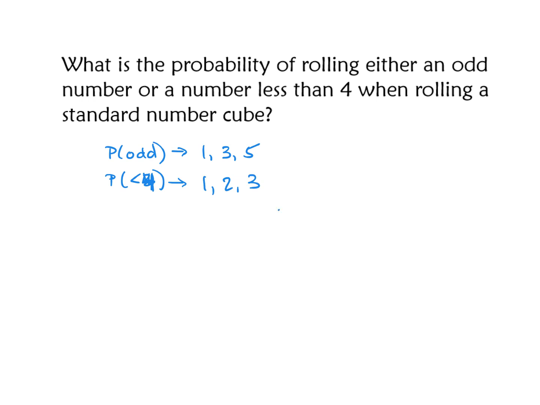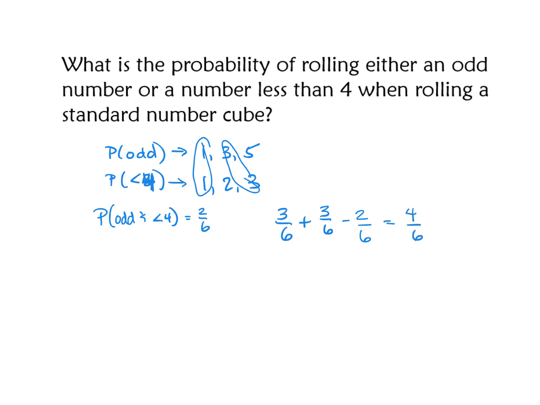So the probability of odd, that's 3 out of 6. The probability of it being less than 4, that's also 3 out of 6. Okay, but we have to figure out how many doubled up. So the probability of it being odd and less than 4, we have 2 of them, right? We have a 1 and we have a 3 that's doubled up. That's 2 out of 6. So I have to take away those 2 possibilities. That gives me 4/6. So 3 plus 3 minus 2 gives me 4/6, which is 0.67.